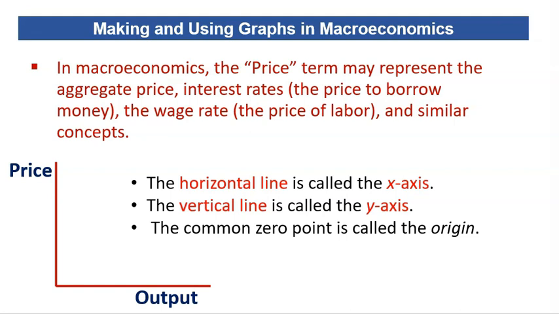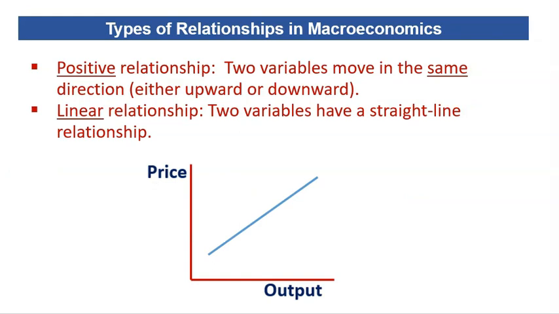Let's continue our discussion of scatter charts showing the relationship between aggregate prices and the nation's output. We will explore the basic relationships between these two economic measures. In this example, you see a blue line that is straight, and it is moving upward from left to right.